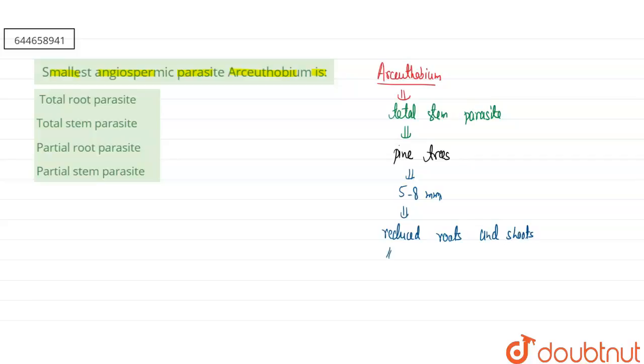This parasite lives inside the host bark here. It is mainly present in the host bark, and this is also a dioecious plant here. This is an example of our dioecious plant. So our correct answer will be the second option, that this is the example of our total stem parasite. It depends upon the pine plant for its nutrition. I hope this answered your question.